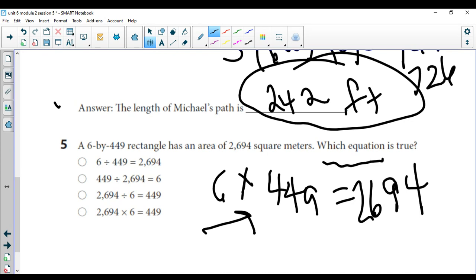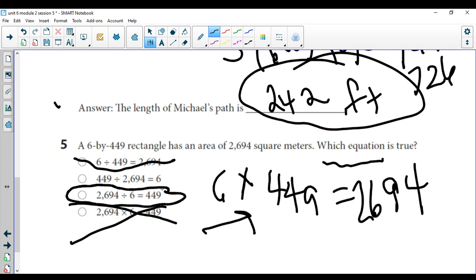449, 200, definitely not this one. That is not going to work. Definitely not this one. This one represents the equation, right? Because 449 times 6 would get you this answer. So this is the equation we're looking for. 6 times 2,694 would not give you this product. That's why we could eliminate that one.